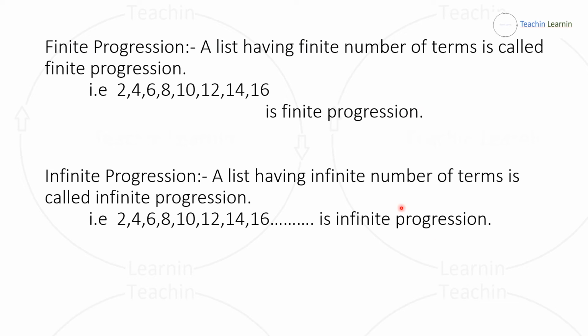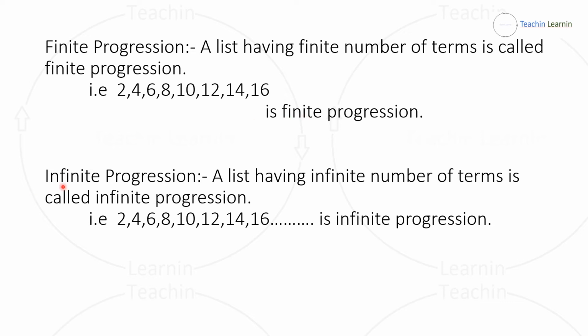Depending on the number of terms, we can divide progression into two types. First one is finite progression. A list having a finite number of terms is called finite progression. Or you can say a list having a fixed number of terms is called finite progression. As you can see in this example, 1, 2, 3, 4, 5, 6, 7, 8. This is a progression, but the number of terms is fixed here, and it has 8 terms, so it is a finite progression.